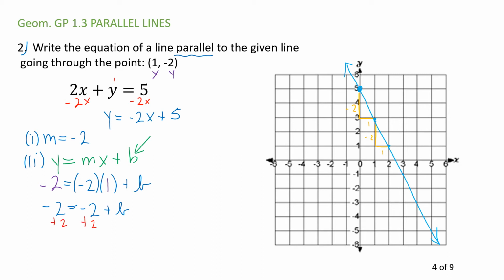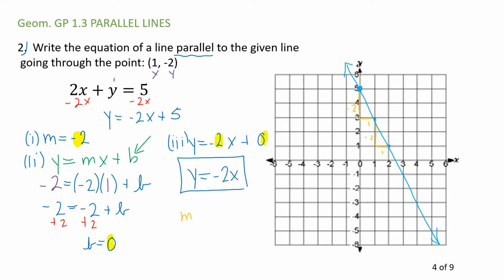And I find my y-intercept. It's actually equal to 0. That's interesting. So here's the equation. I found my slope, and I found my y-intercept. My slope goes here, my y-intercept goes here. So y equals slope x plus y-intercept. Y equals -2x plus 0.